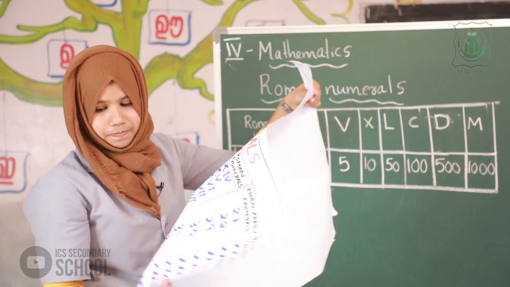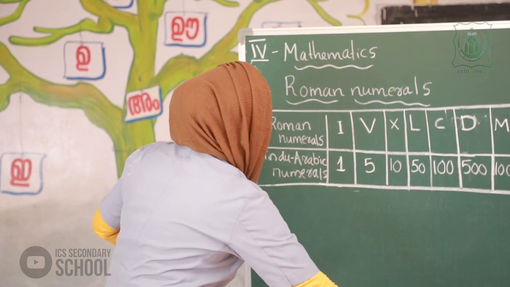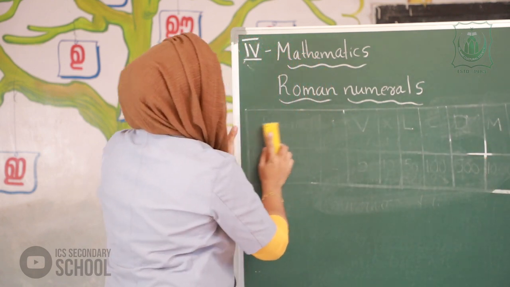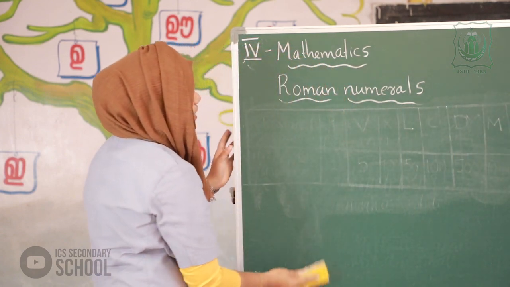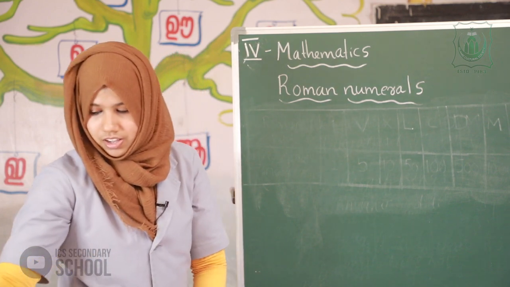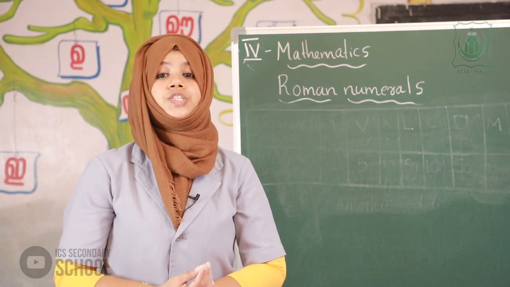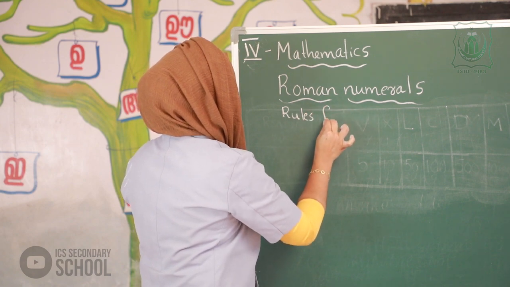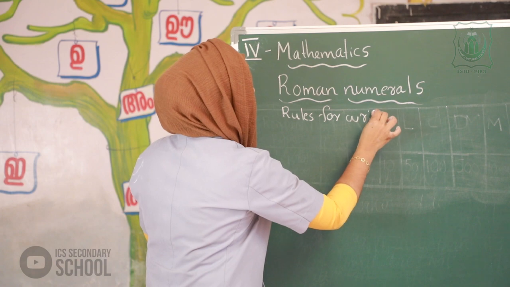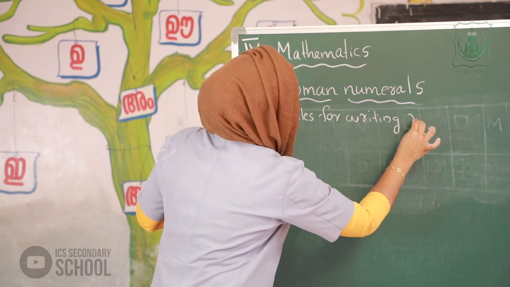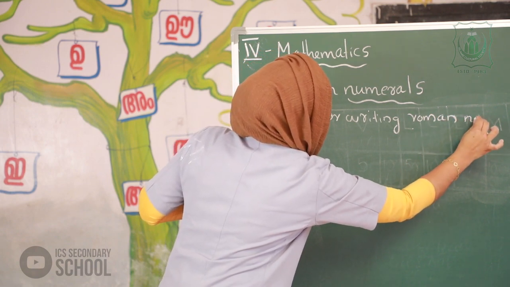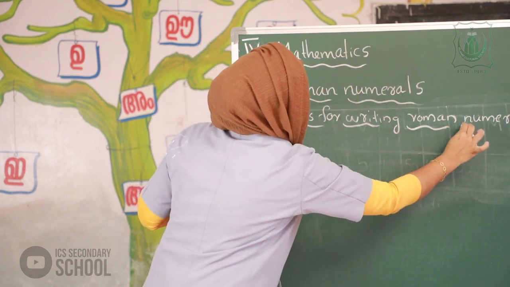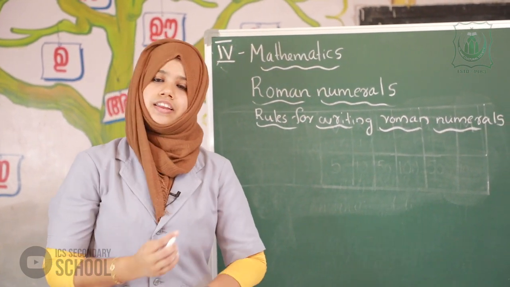Okay. Before that, you should write this table in your notebook, the values of Roman numerals with their corresponding Hindu-Arabic numerals. Okay. So our next topic is rules for writing Roman numerals. So you can understand well how to write a Roman numeral.